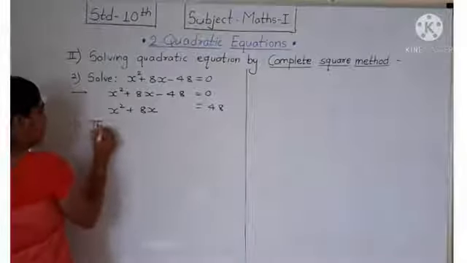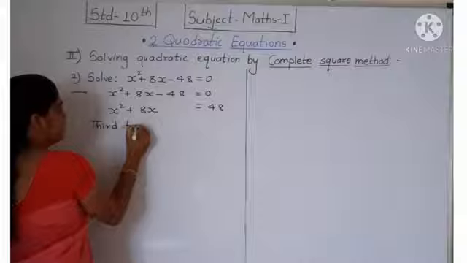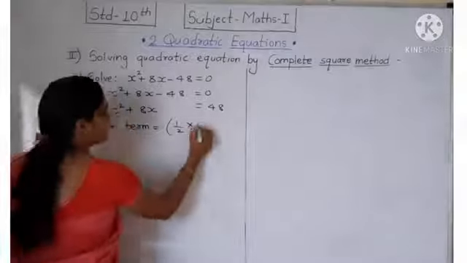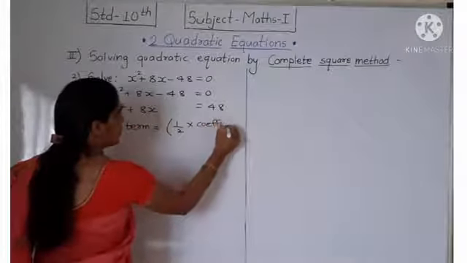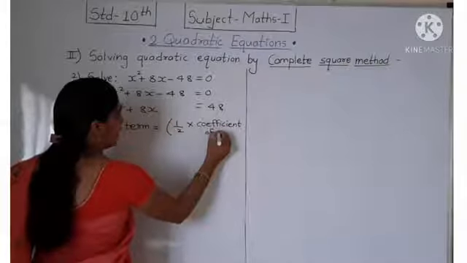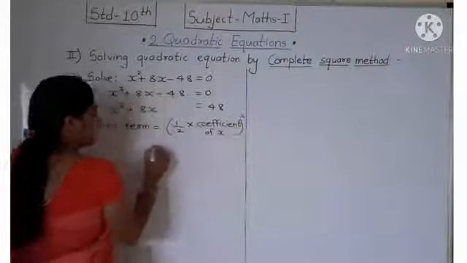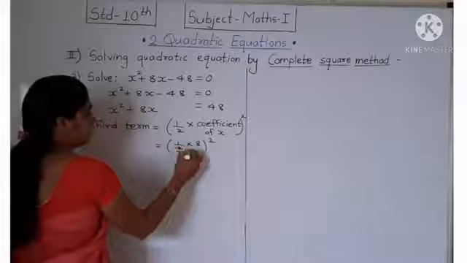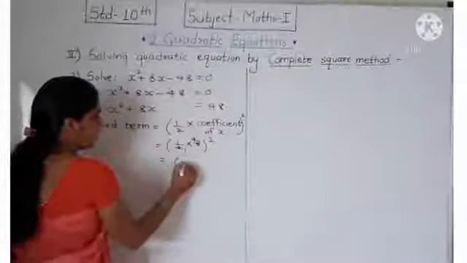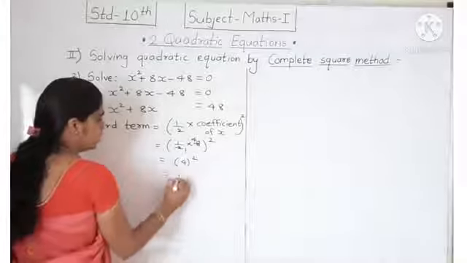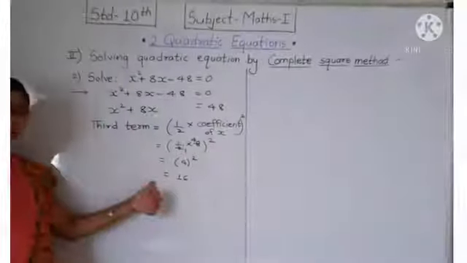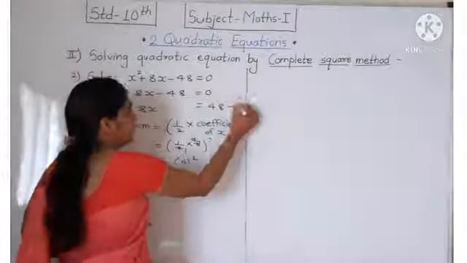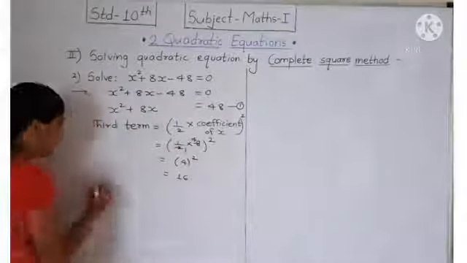Now find the third term. What is the third term? Half into coefficient of x, bracket square. So here half into, what is the coefficient of x? 8, bracket square. 2 ones are 2, 2 fours are 8, means 4 square is equal to 16. So here the third term becomes 16. So you add 16 to both sides of the equation.